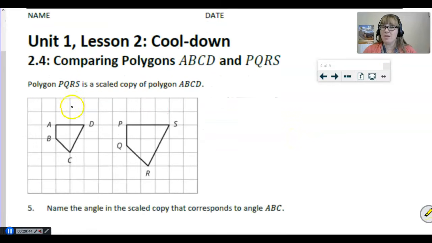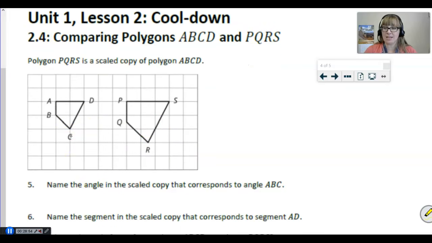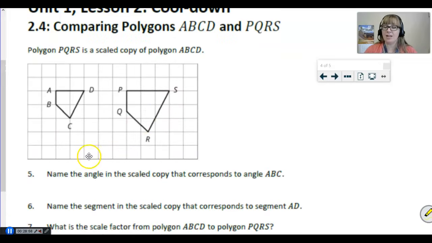We're comparing polygons ABCD and PQRS. Polygon PQRS is a scaled copy of polygon ABCD. I want you to name the angle in polygon PQRS that corresponds to angle ABC. ABC. What is the angle that corresponds in this figure? I'll highlight it for you. That would be angle PQR.